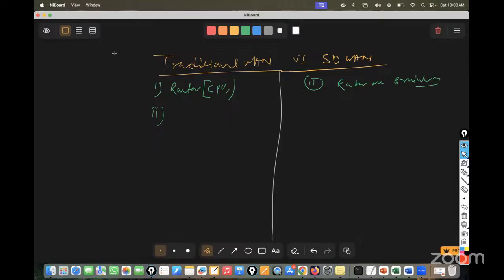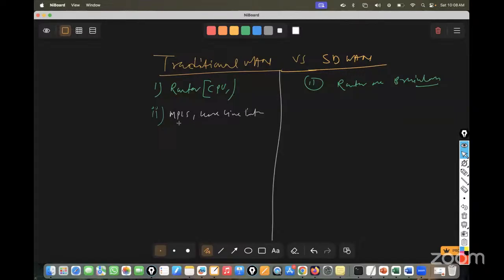Okay. Now, if I talk about the generic connection types, traditional WAN was basically a two-type solution. We are going to use MPLS, or we might use a leased line, that is based on the internet. Leased line, that is an internet connection basically I'm talking about.